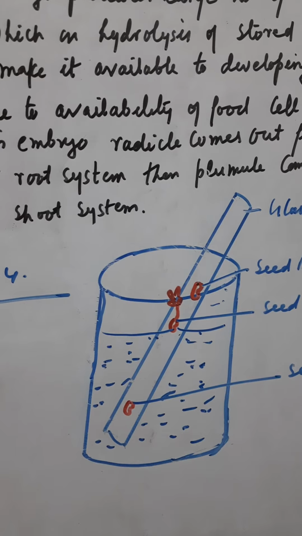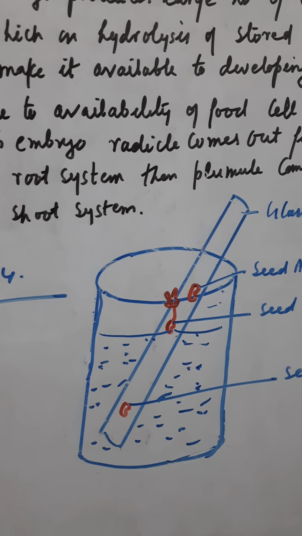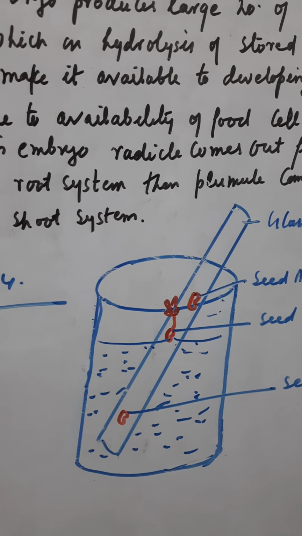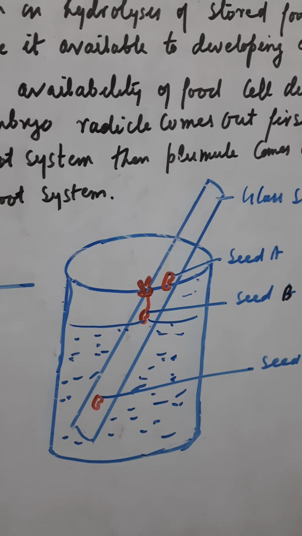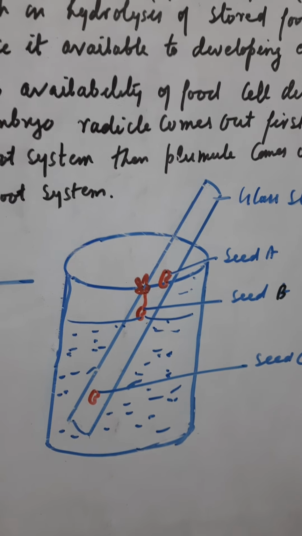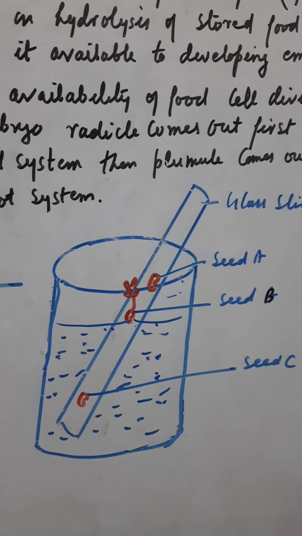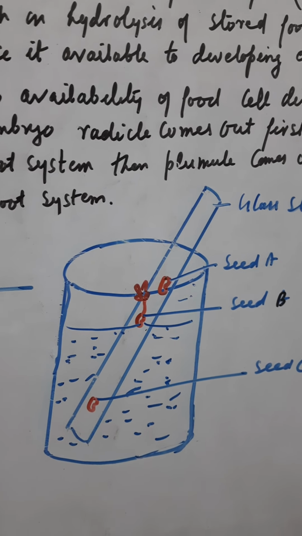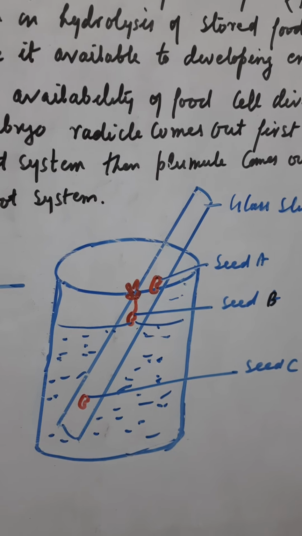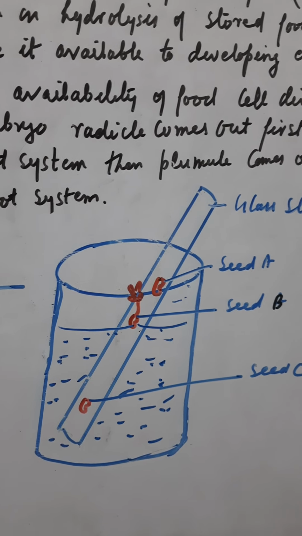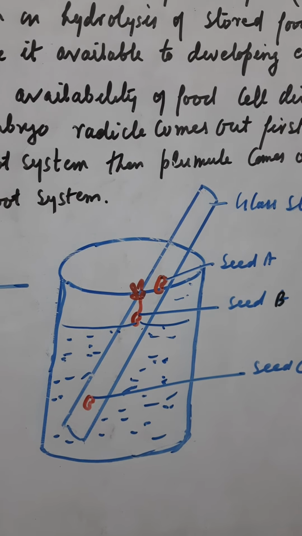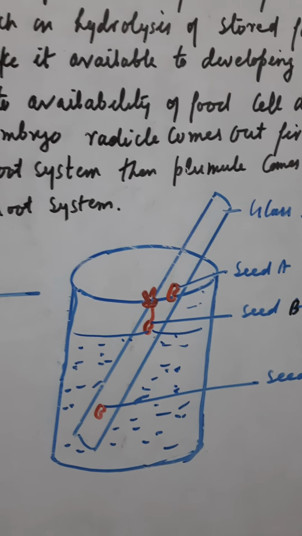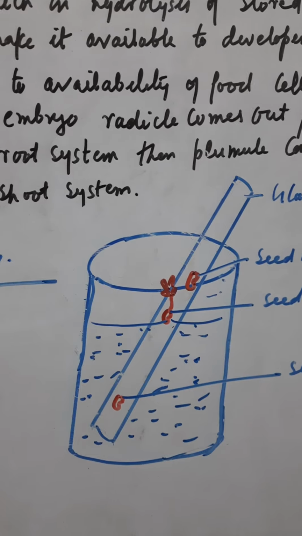The middle seed B germinates as it gets both water as well as oxygen. The top seed A does not germinate as it does not get water and gets oxygen only, whereas the lower seed C gets water and the oxygen dissolved in water is available to the seed in the beginning, hence it starts germinating, but when the oxygen dissolved in water is used up by the seed, it stops further germination.